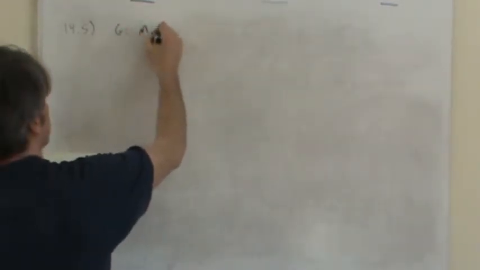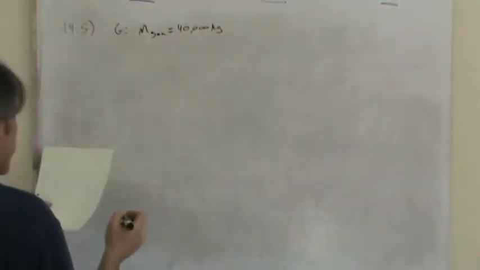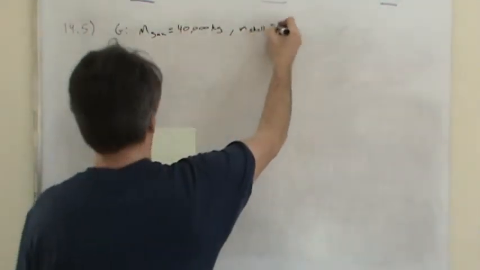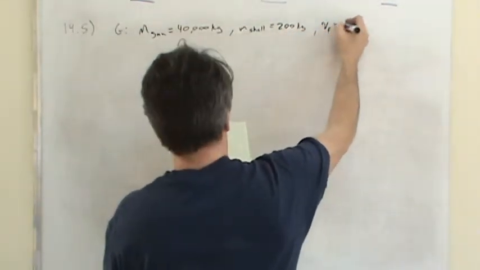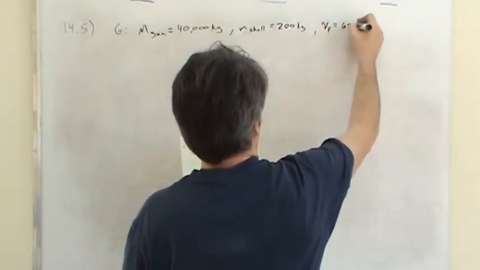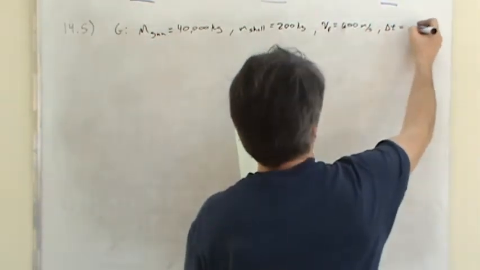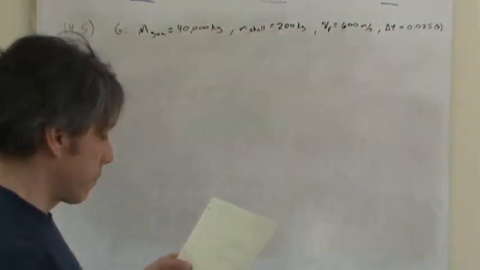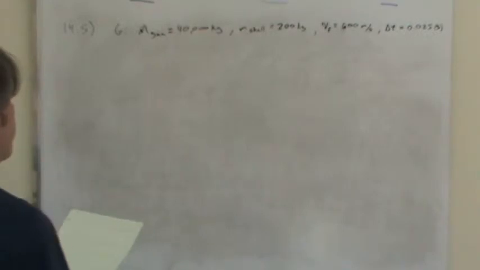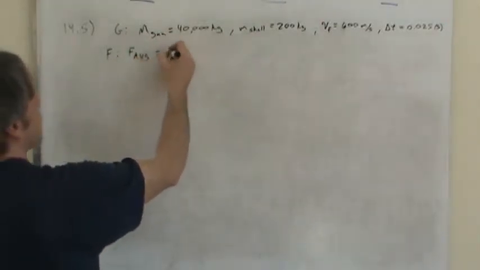Okay, so we're given a few things. The mass of the gun is 40,000 kilograms. That's the same thing as 40 megagrams. The mass of the shell that's being fired is 200 kilograms. The final velocity of the shell is 600 meters per second, and the amount of time it takes for the shell to exit the barrel is 0.025 seconds. That's 25 milliseconds. Now we're supposed to find the average force required to hold the gun motionless.